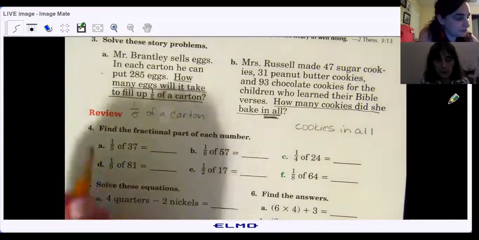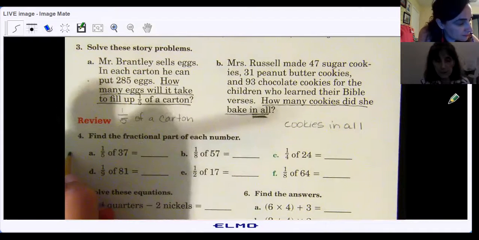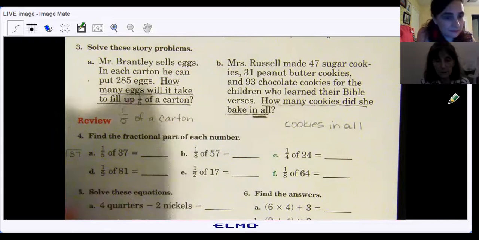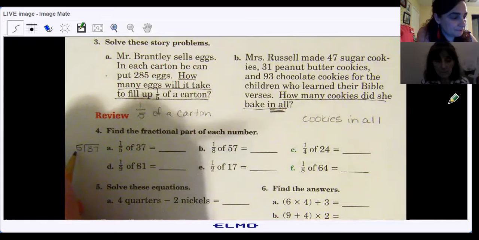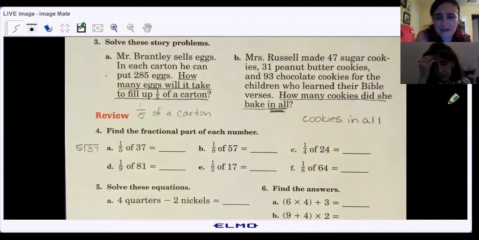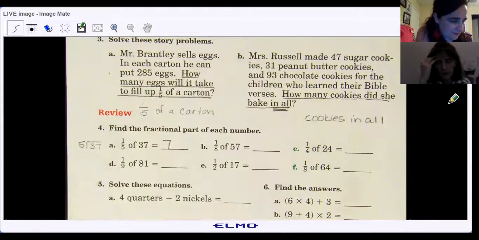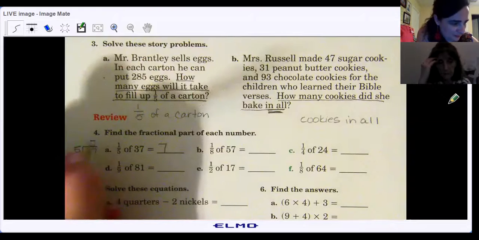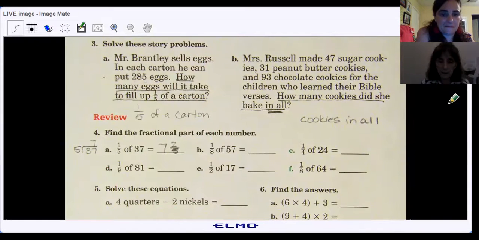1/5 of 37. That means you're going to take 37 and then divide it by 5. 37 divided by 5. And then you're going to get an answer. All right. 5 goes into 37 7 times. 7 times 5 is 35. And so it's 7 and 2/5 left over. Okay. All right, and that's how you do the rest of them.